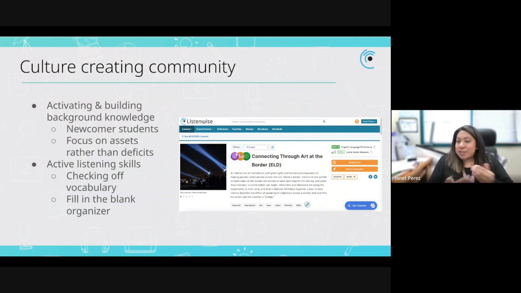And so one of the things that we do is vocabulary. So I usually print out their little vocabulary words. And as we're listening to the story, they will add a check mark every time they hear one of the vocabulary words. And then the fill in the blank organizer, we also used it for this particular lesson. And that was really fun because they ended up trying to compete with one another in class because they all wanted to make sure they got the blanks.